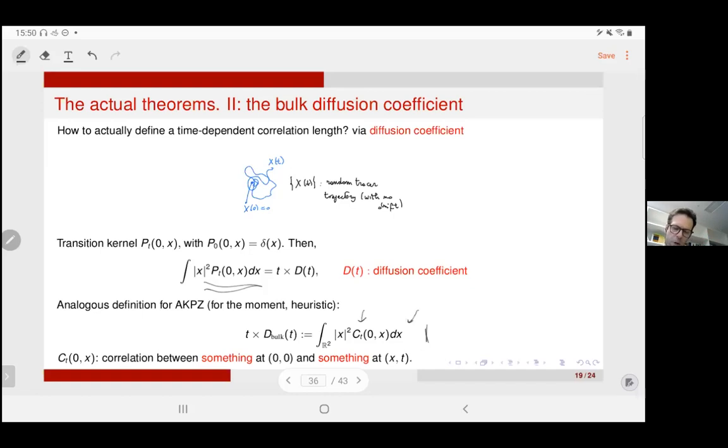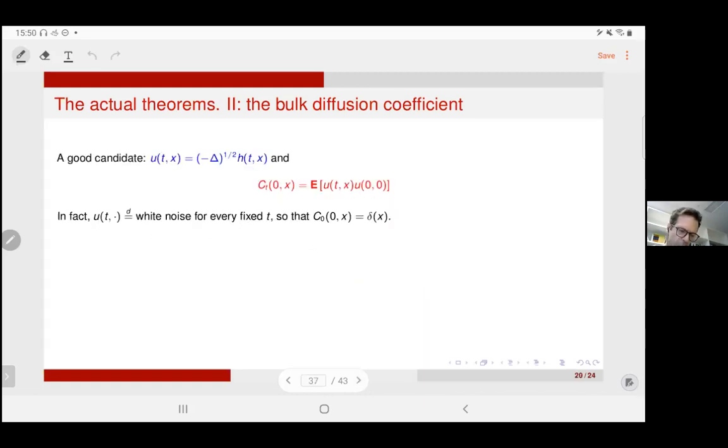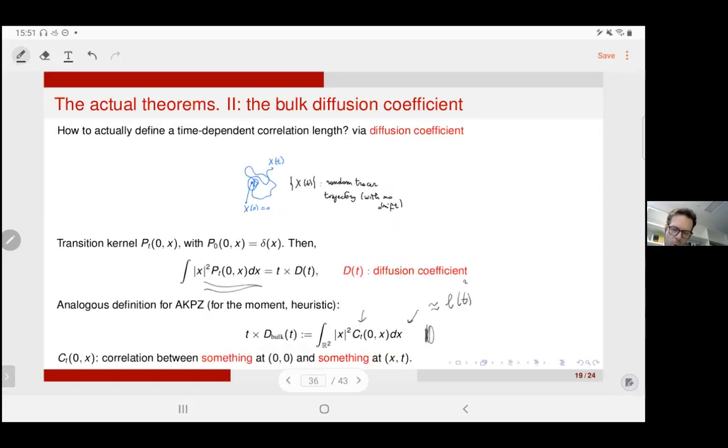In fact, through this quantity you can define essentially the square of the correlation length. All right, but what should be the C_t for us? Well, a good candidate is, instead of looking at h, the solution of the equation, to look at h where you apply minus the square root of the Laplacian. Since h at all times is a Gaussian free field, u is instead white noise, so it's delta correlated at equal times. If you define C_t(0,x) as the correlation between u(t,x) and u(0,0), at time 0 it is just a Dirac function. At later times, it measures how correlations spread in space and time. And then we adopt as a definition of bulk diffusivity coefficient what is written here, with this choice of C_t.